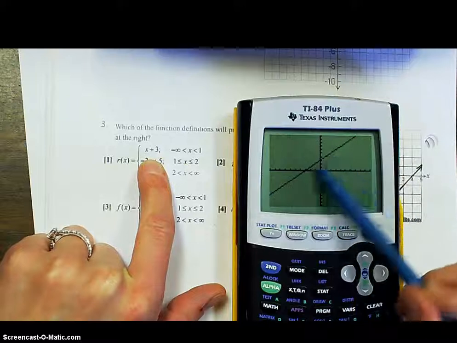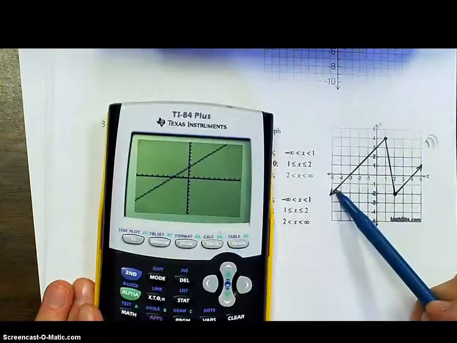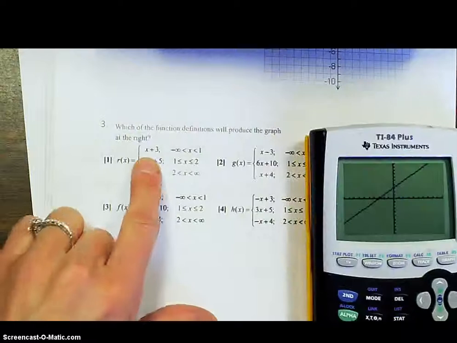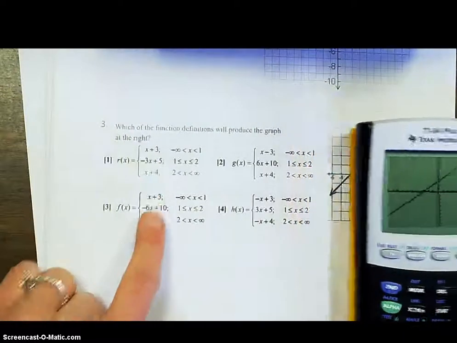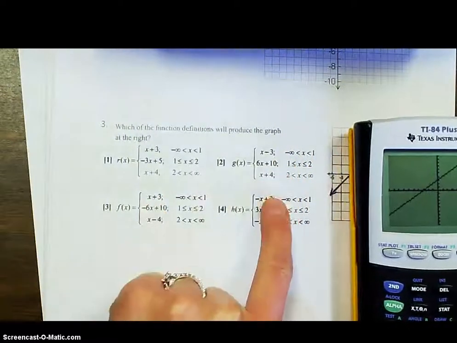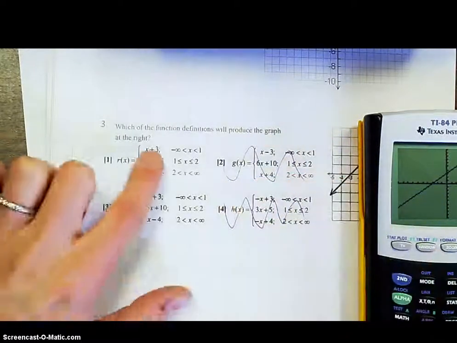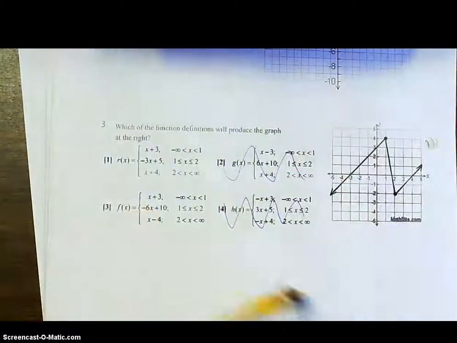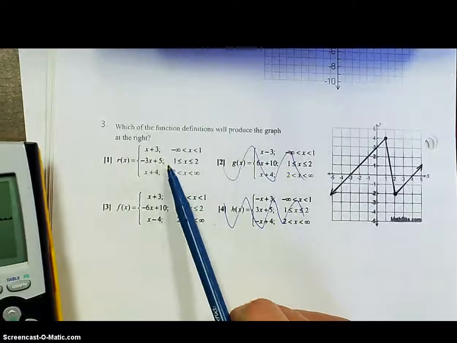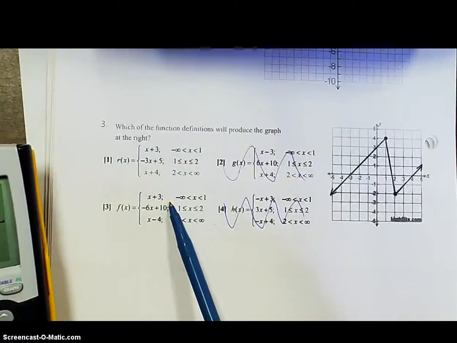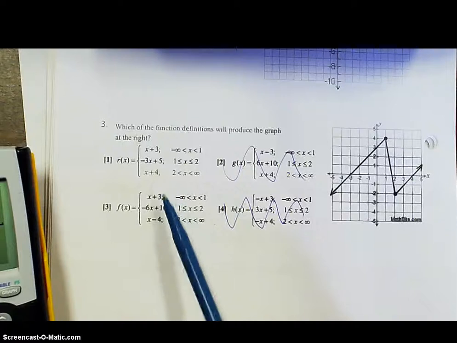So here's my first function. All right, does that match right here? Well, yes, it does. So we've got it. So the first piece has to be x plus 3. Well, this one's x plus 3. These ones are not. So I can go ahead and cross these ones out because I know the first piece has to be x plus 3. Now we have to take a look at the second pieces, which are very different, or we can take a look at the third piece.